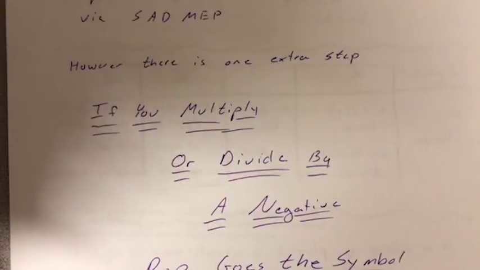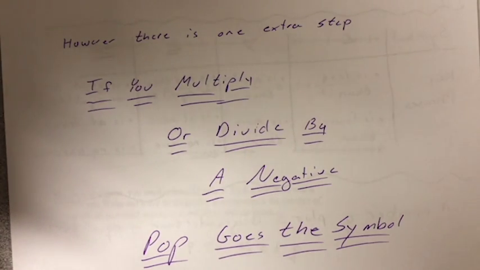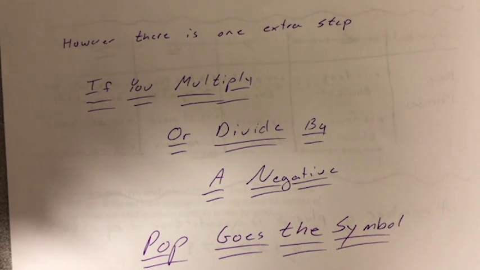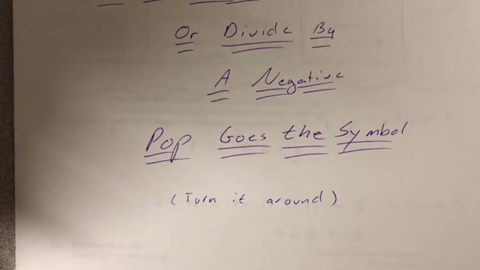If you multiply or divide by a negative, pop goes a symbol. Do it again. If you multiply or divide by a negative, pop goes a symbol. Hopefully that's getting annoying and getting stuck in your head, because this is a little extra step when it comes to inequalities. What I actually mean is to turn it around.